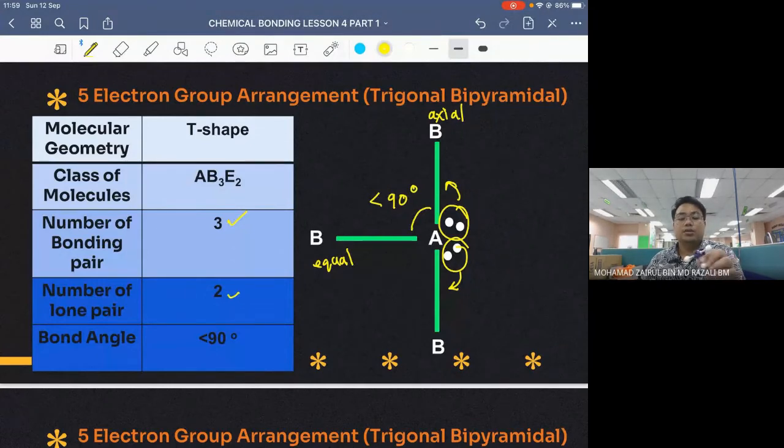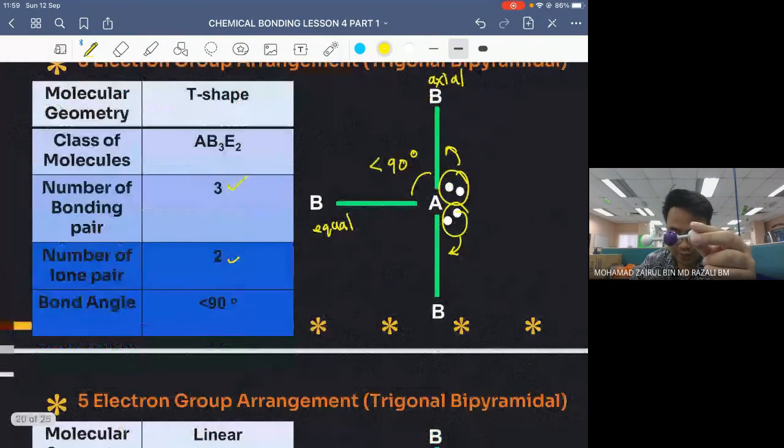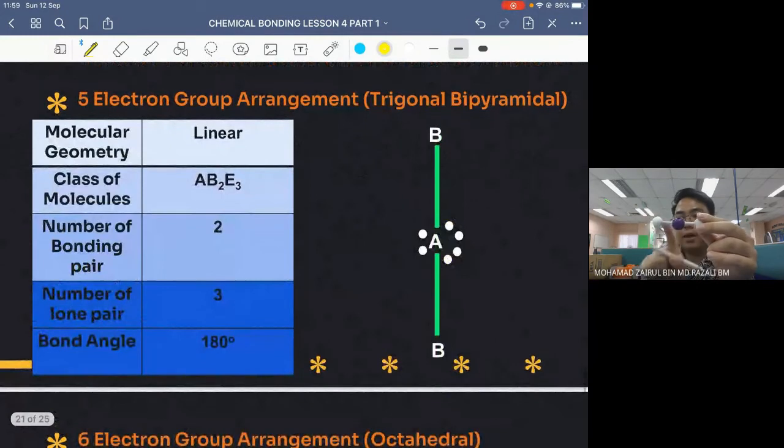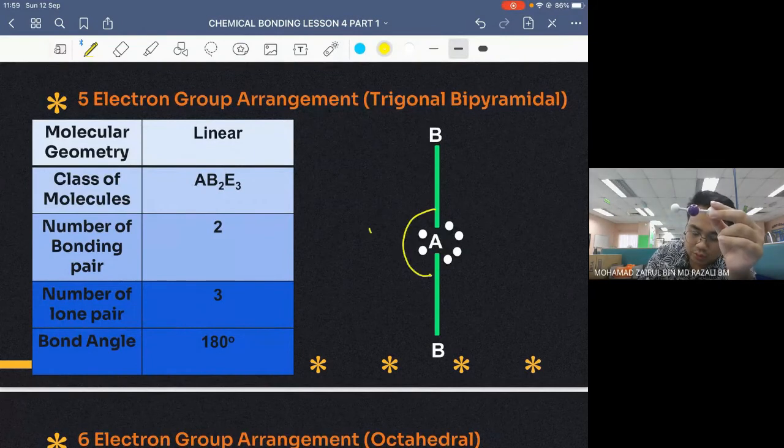Okay. So, kalau saya remove lagi satu bonding pair daripada central atom, awak tengok dia akan jadi bentuk linear. So, maknanya linear itu akan terhasil apabila awak ada 2 bonding pair dan 3 lone pair. Okay, so kalau linear, the bond angle of linear must equal 180 degree.